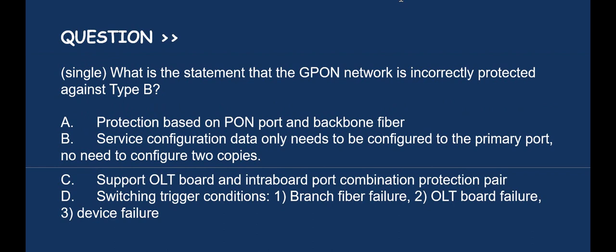Next one, what is the statement that the GPON network is incorrectly protected against type B? Option A, protection based on PON port and backbone fiber. Option B, service configuration data only needs to be configured to the primary port, no need to configure two copies. Option C, support OLP board and intra board port combination protection pair. Option D, switching trigger conditions. Subpart 1, branch fiber failure. Subpart 2, OLT board failure. Subpart 3, device failure. The correct answer is option D.